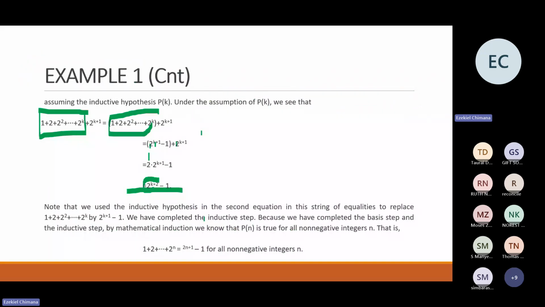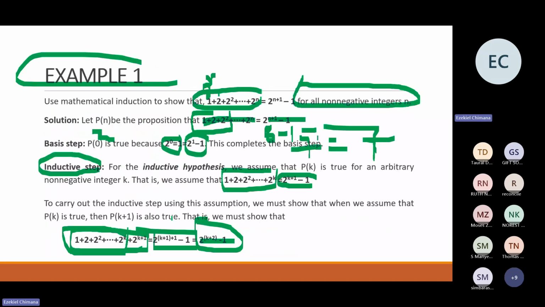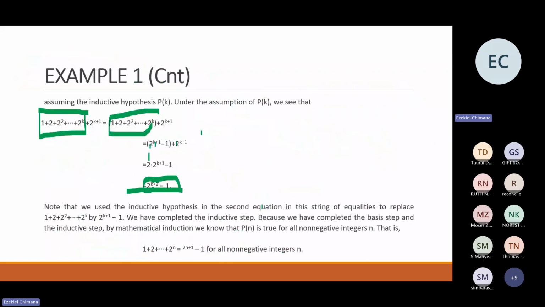If you look at this result and this one, you see we have the same thing. So in other words, you have managed to prove that by mathematical induction, the given function is true. That's what you do then. We have derived the left-hand side and made it equal to the right-hand side. So note that we use the inductive hypothesis in the second equation in this string of equalities to replace this part, like what I was explaining.